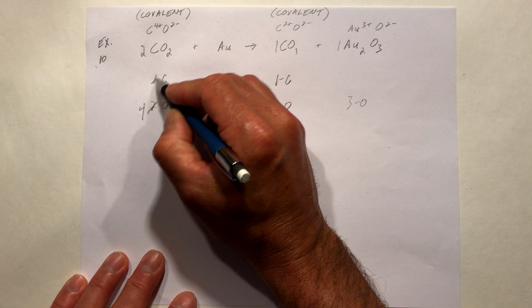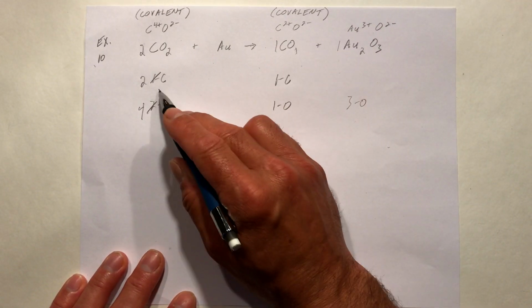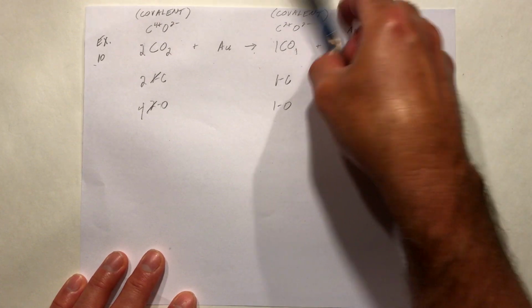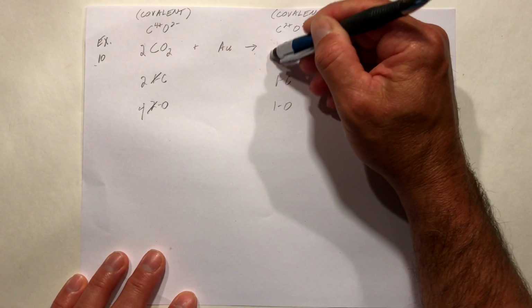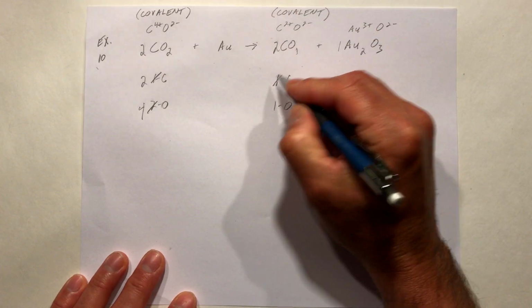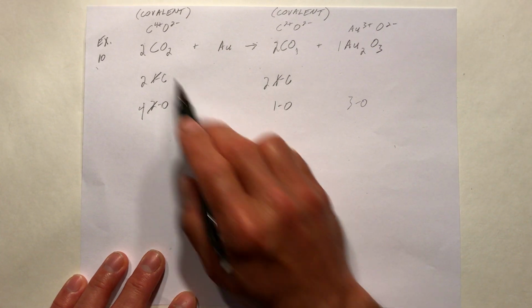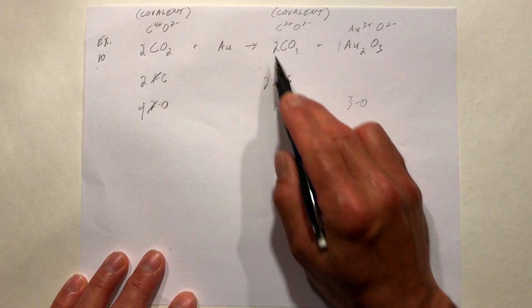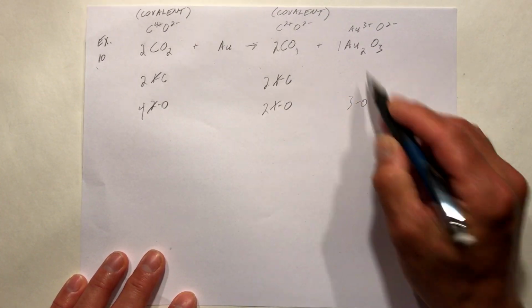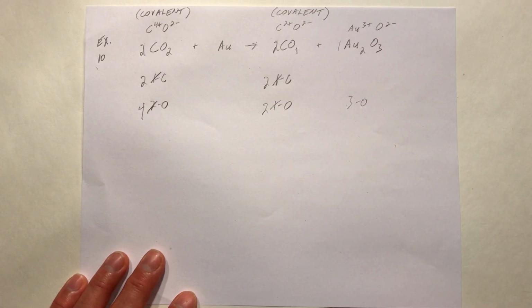And now we have 2 C's. We have to fix that. So we put a 2 there. And we need to change that. So now we have 2 C's. And, well, we need to change this coefficient and make it a 2. So now we have 2 C's and 2 C's. 2 times 2 is 4 O's, and 2 times 1 is 2 O's, and 1 times 3 is 3 O's. Well, now we have 5 O's on the right.